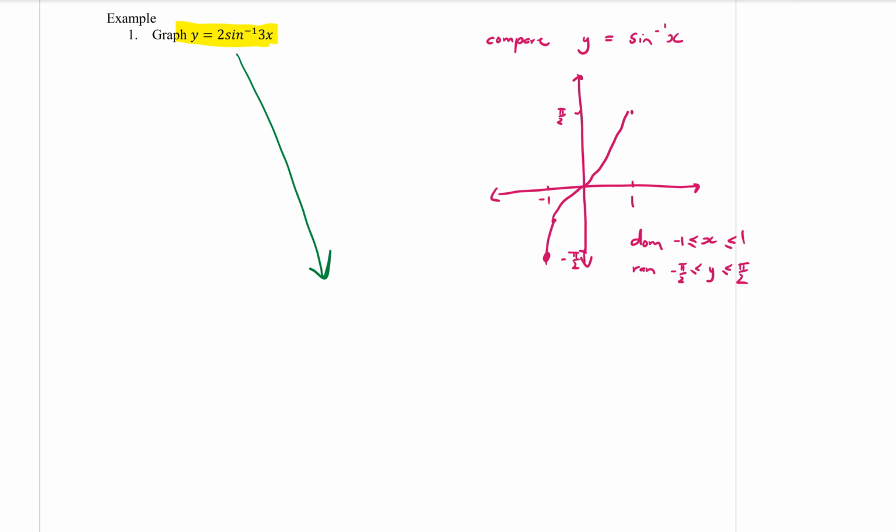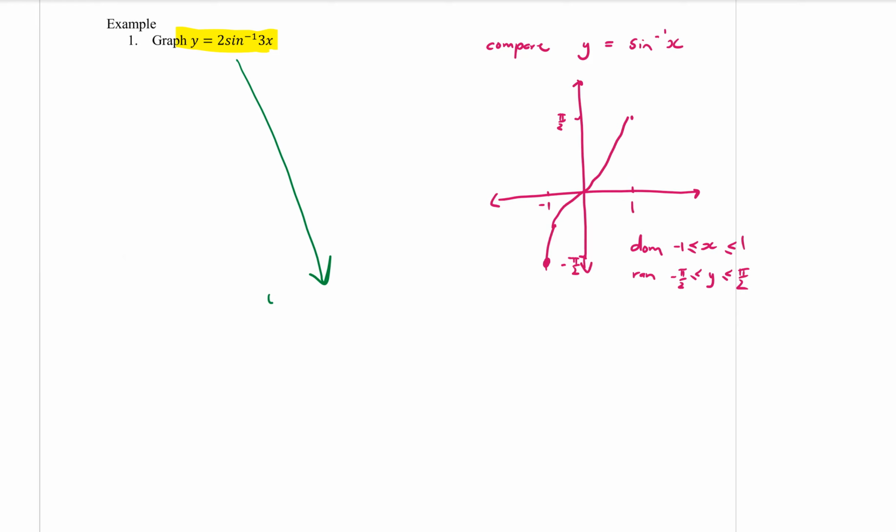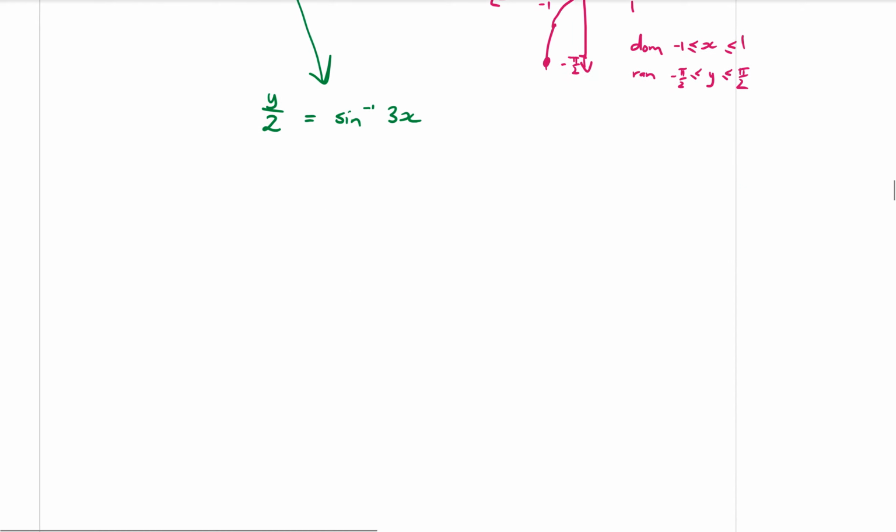So what we like to do is have the trig function by itself. So I'm going to divide by 2. That would be y over 2 equals inverse sine of 3x. Now the reason that I do that is because the things that are with the x, after that inverse sine, affect the domain. So those parts are going to help me work out the new domain of my new graph. And all the things that are with the y, which I've moved over here, tell me the range.